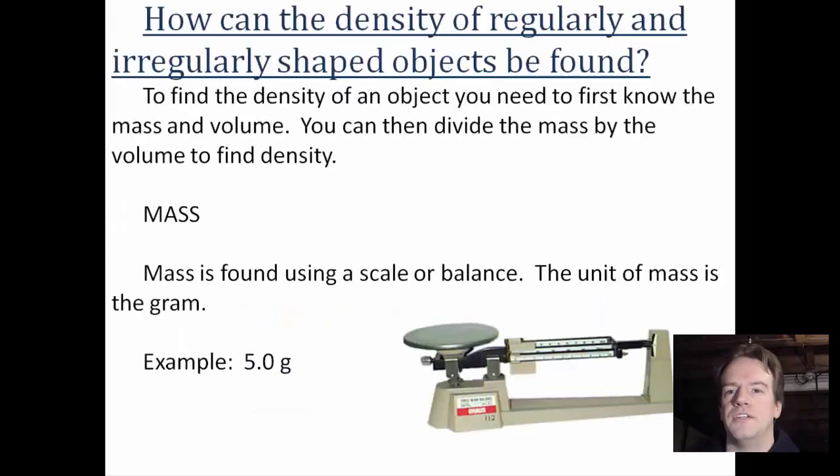Now, how do we find the density of regularly and irregularly shaped objects? The first thing we need to do is find the mass, and then the second thing, the volume, and then we divide the mass by the volume and calculate the density. So how we're going to find mass is using a scalar balance. We generally use a triple beam balance.